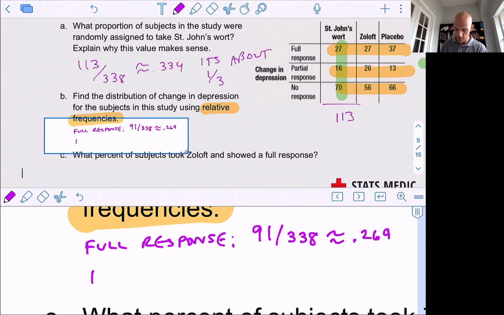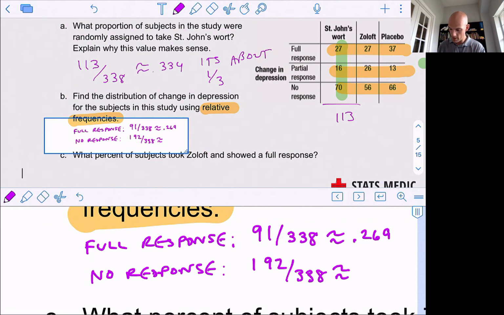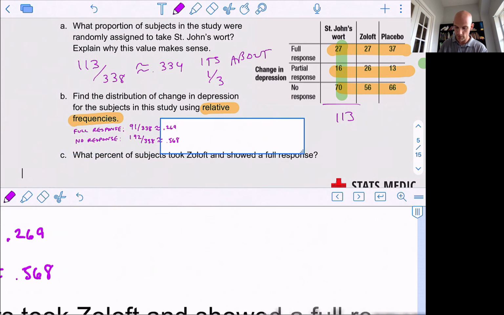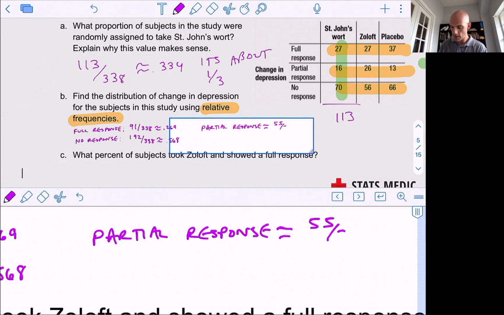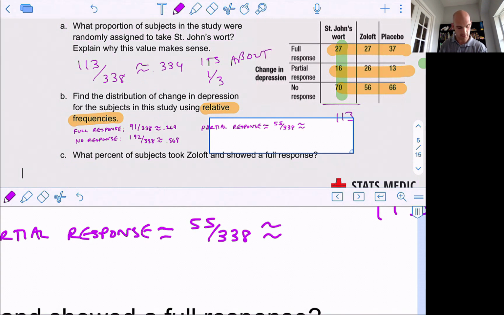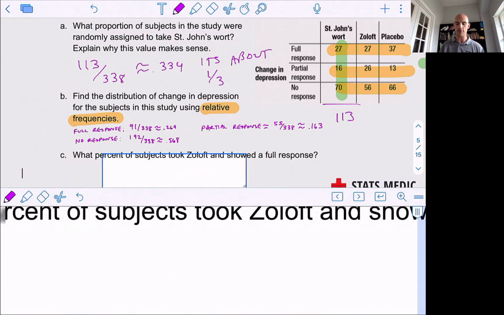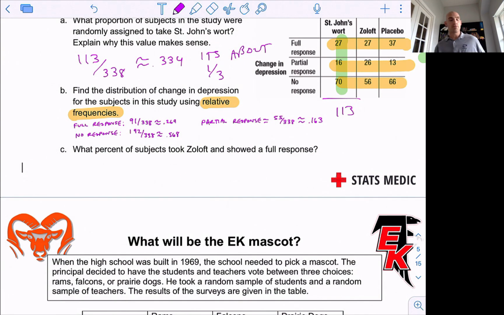Our second one, well, you could have gone to no response next, and that's going to be 70 plus 56 plus 66, which would be 192 out of 338, which represents approximately 0.568. And then our partial response is equal to 16 plus 26 plus 13, and that's going to give us 55 out of 338, which as a decimal represents approximately 0.163 of our population. So those are going to be our relative frequencies. All right, let's look at part C.